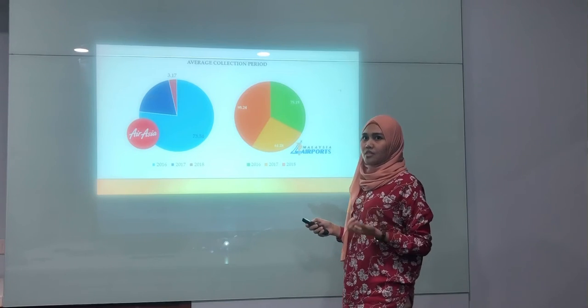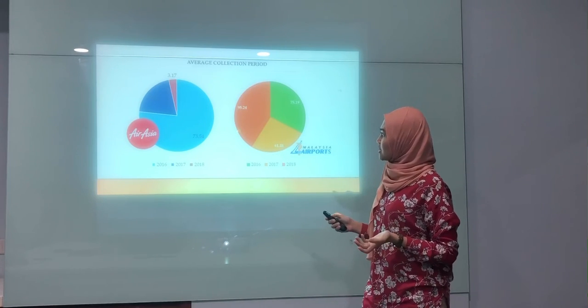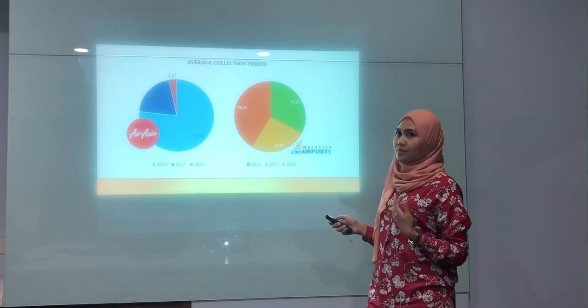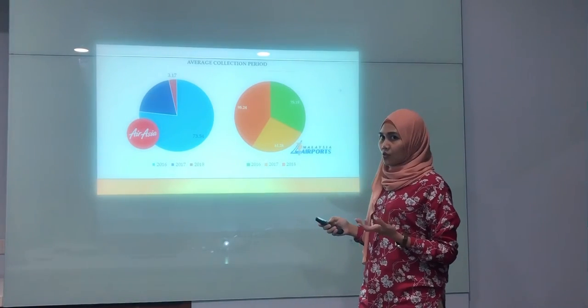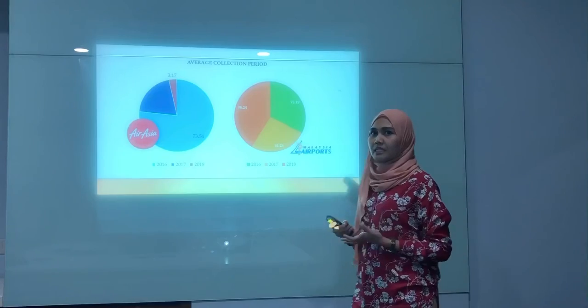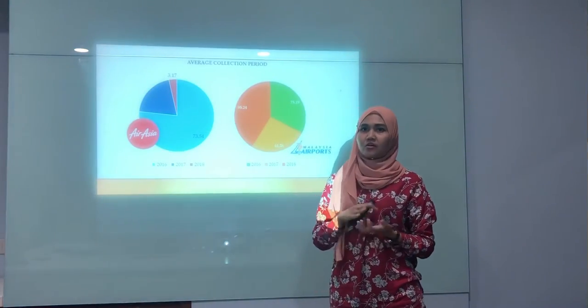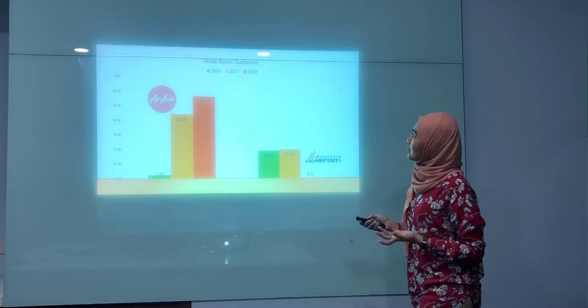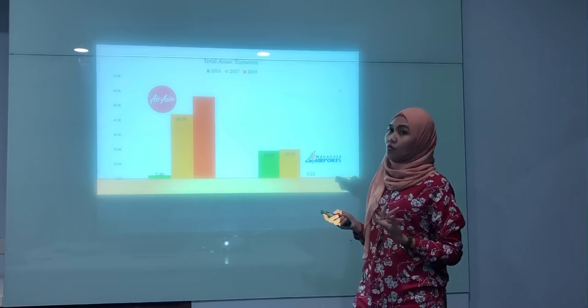Increasing ratio in every year until 2018 achieved 3 days of collection period. A low average collection period indicates the organization collects payment faster. Okay, next, total asset turnover ratio.